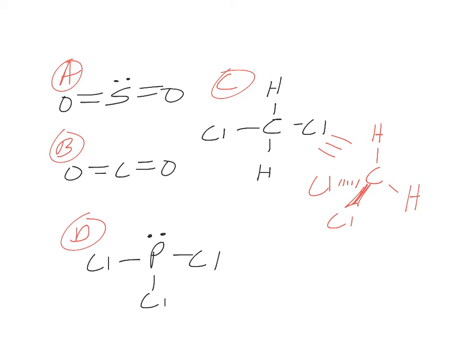Tricky. Same deal with this D. Again, they're trying to trick you. You see the lone pair, that should give you a hint. But right, this phosphorus is a tetrahedral geometry, so it's also a polar molecule.